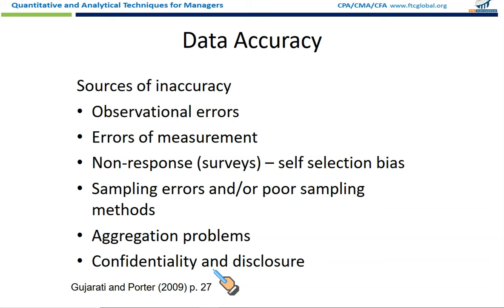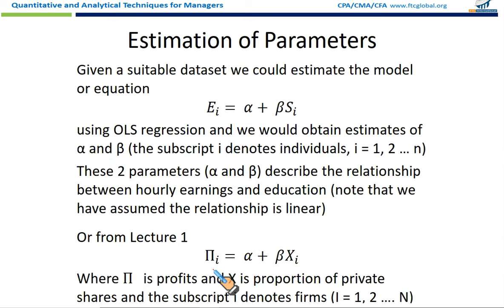Confidentiality and disclosure, the last in this list of sources of inaccuracy. We want to ensure confidentiality, so this might lead to data being reported in less detail. We may have to withhold some data because we want to ensure confidentiality on people's earnings. For example, earnings being banded into ranges rather than the exact amount for individuals. So this can reduce the precision of our analysis and hence is a source of inaccuracy.